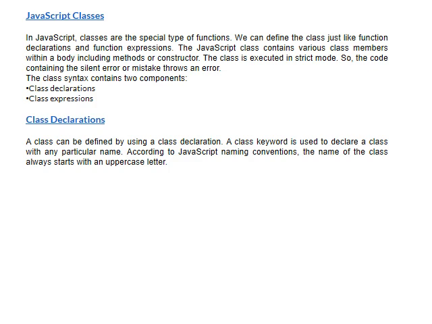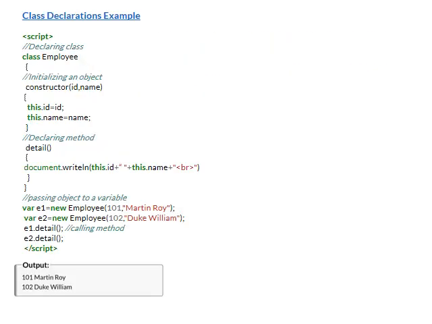Let us see an example of declaration. In this, I am declaring class Employee. Here I am using a first capital letter, that is uppercase, which is a standard way of creating a class. Now I am initializing an object constructor. I'll pass the id and name. this.id is equal to id and this.name is equal to name. I am declaring a method detail and I will print this id and name which is taken by the user.